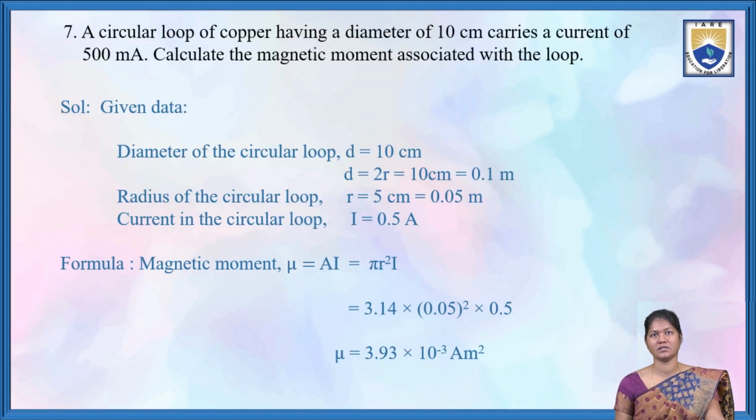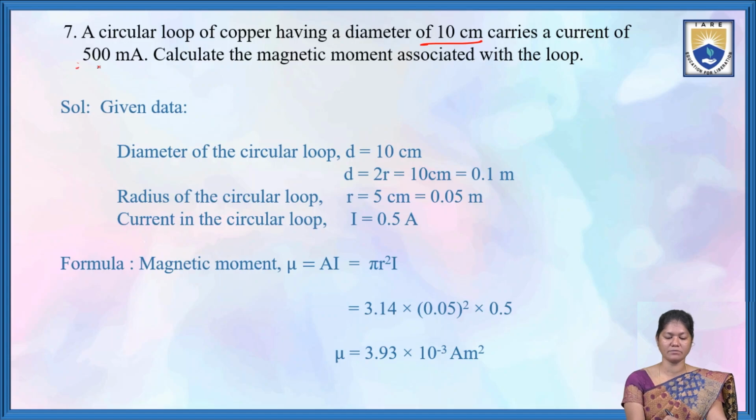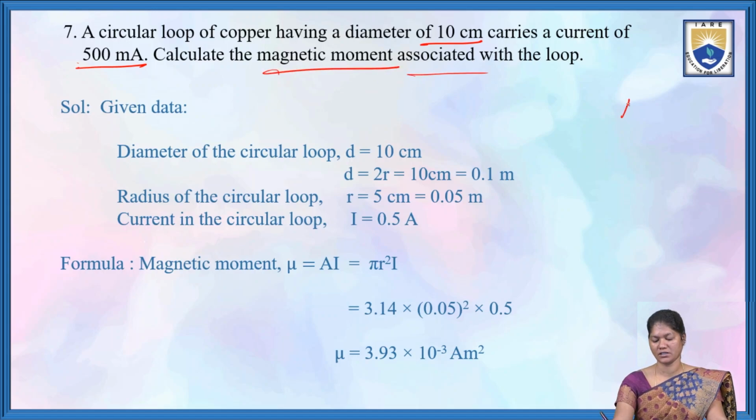Next problem. A circular loop of copper having a diameter of 10 centimeters carries a current of 500 milliamps. Then calculate the magnetic moment associated with the loop. So we need to calculate the magnetic moment mu.